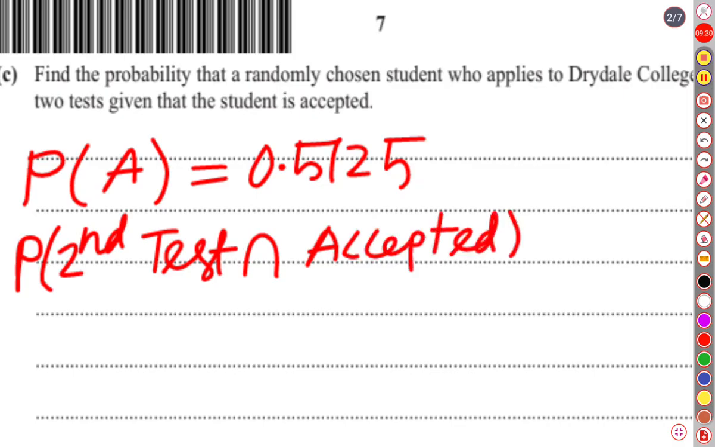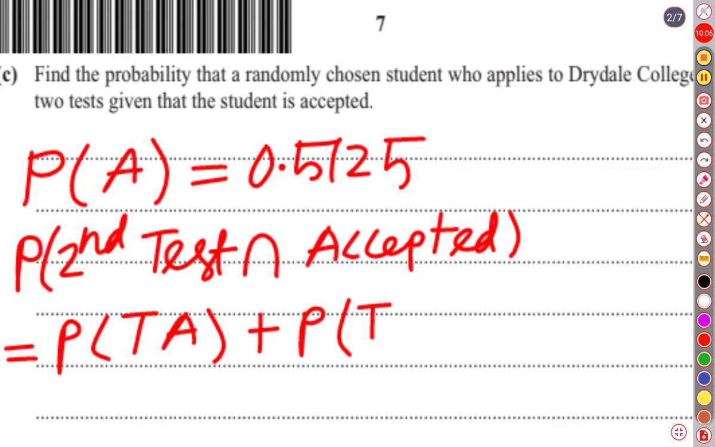Well, then what are the possible cases? Probability of second test and then it was accepted. That means at least two tests. So it might be the first time he failed, I mean he took the second test, the second chance. So first it was the probability of T, then he was accepted. This may be the first case. Or the first time it was T, that means he needed to take the second test.